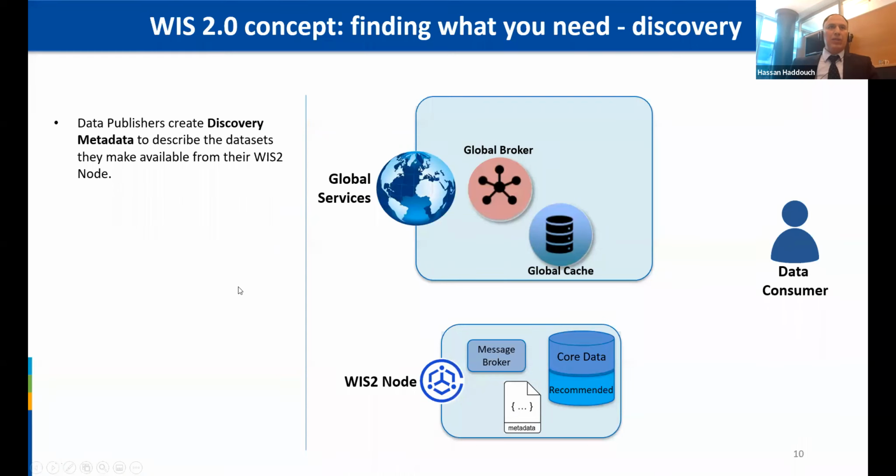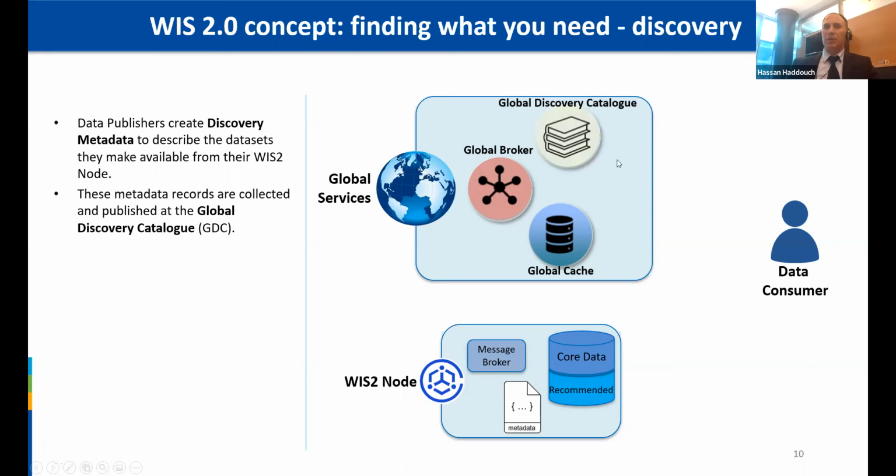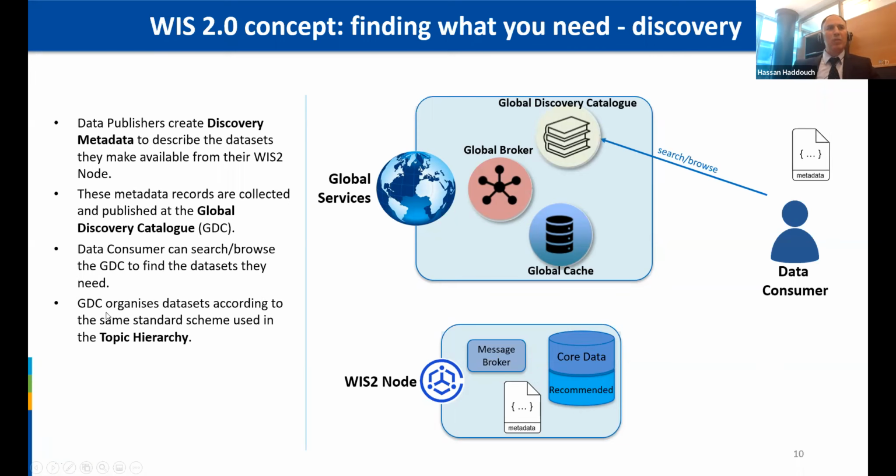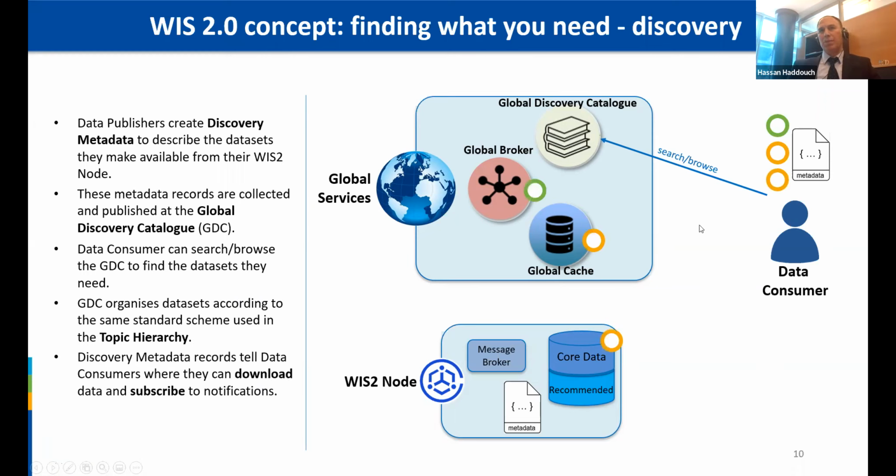And data publishers create discovery metadata to describe the datasets, because metadata is very important. And this is why we have the global discovery catalog to provide the catalog for WIS2. And this global discovery catalog organizes datasets according to the same standard scheme used in the topic hierarchy. And data consumers will discover, search, and browse the global discovery catalog in order to find the data. And then they know exactly which topics to subscribe to in order to access the data matching their needs.